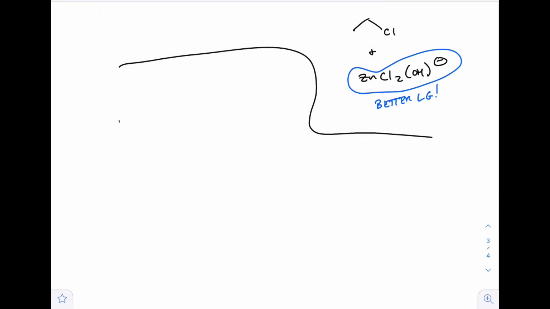Another thing I want to add real quick is, if it wasn't obvious why this is a polar protic solvent for the reaction, it's because the alcohol is polar protic, right?